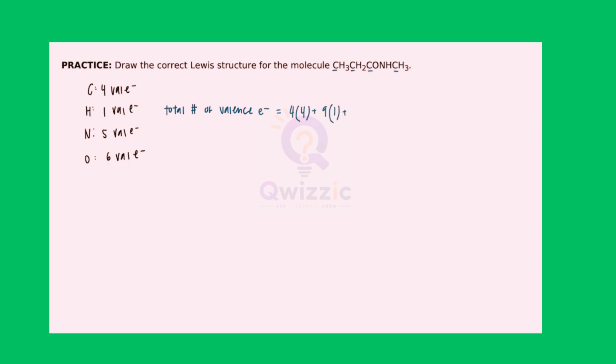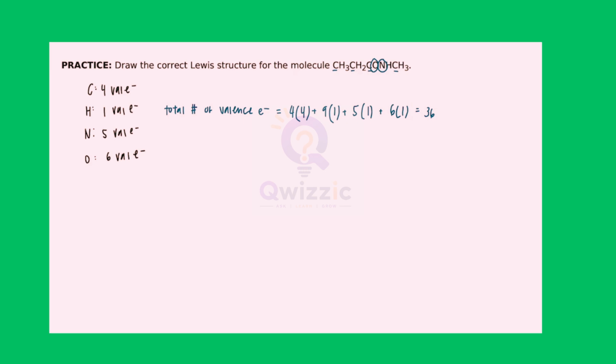Then we can go ahead and count the next one, being nitrogen. I can see we have just 1 nitrogen atom right over here. So that's just 5 times 1. And lastly, for our oxygen, I see only 1 as well. So that's going to be 6 times 1. So putting this into my calculator, I get a total sum of 36 valence electrons. So now, next step is to draw the single bond structure of this molecule.